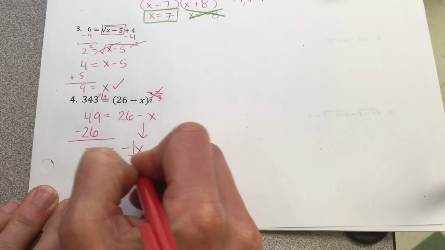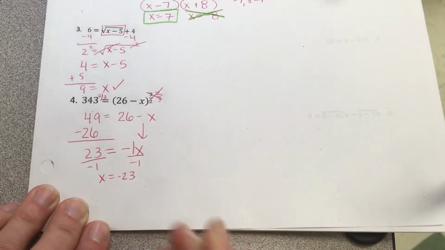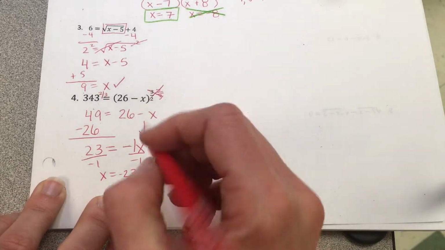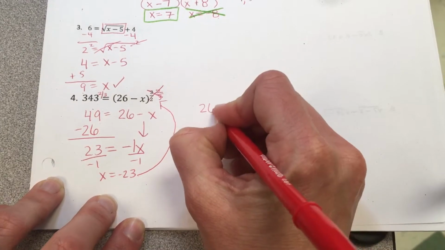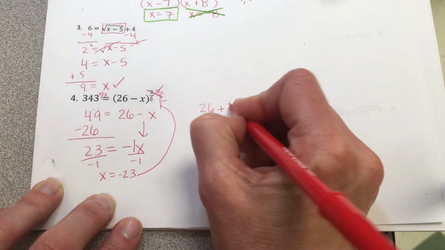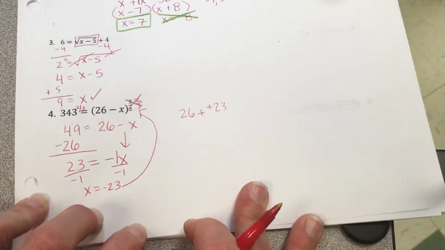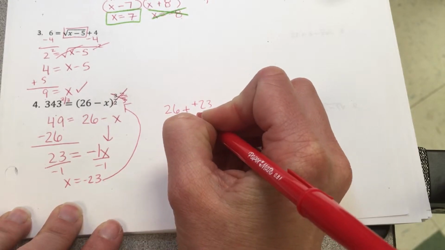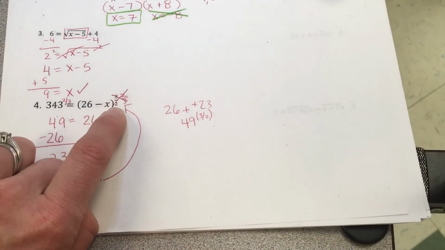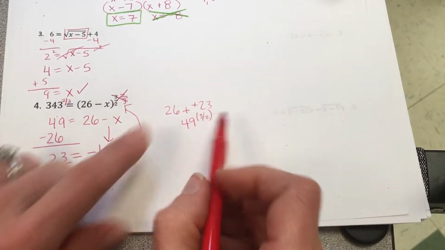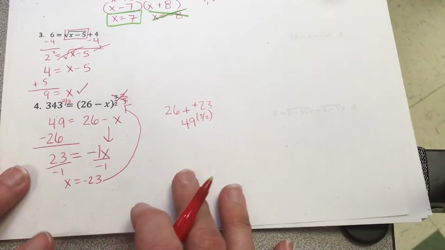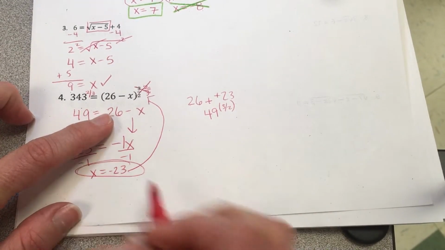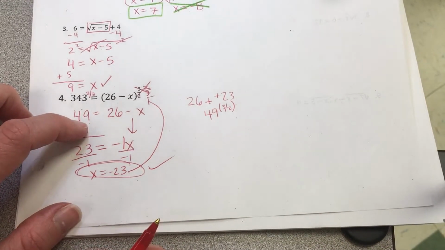Instead of doing that, can you just move 49 to the other side? Yep, you can. All right, so x is negative 23. When I plug that back in, 26 minus negative 23 turns into a plus. So 26 plus 23 is 49, and you raise that to the original 3 over 2. Type it in your calculator: 49 to the 3 over 2. So does it work? Okay, so your answer is negative 23. That one works.